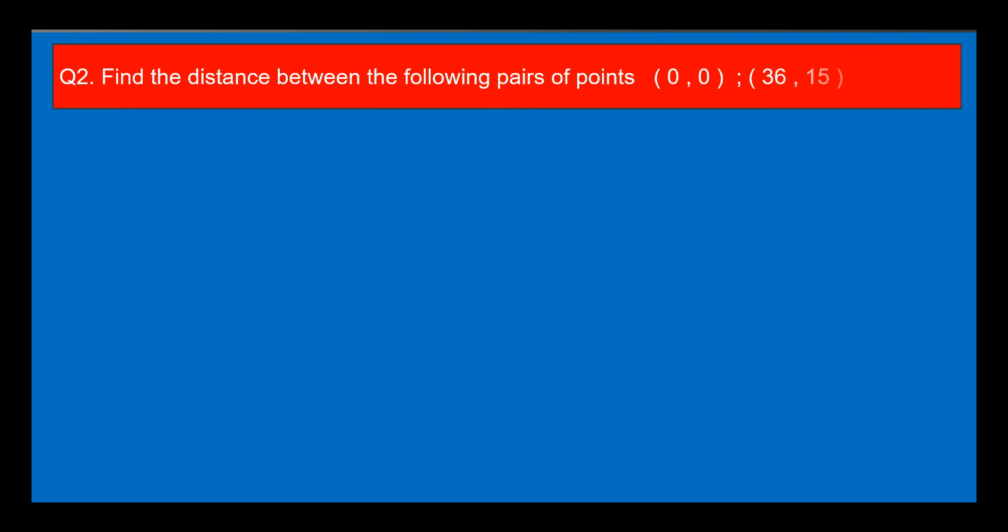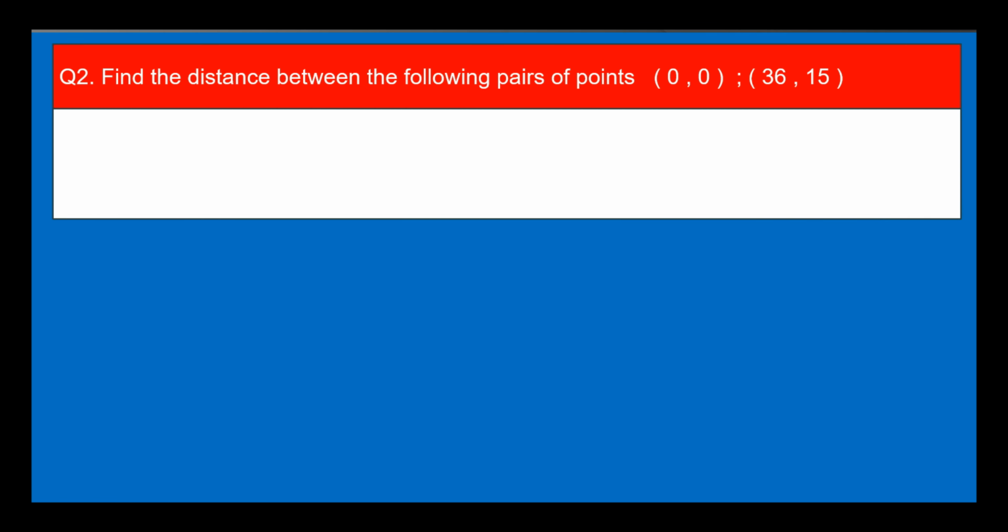Now let us solve question number 2 of exercise 7.1. Find the distance between the following pairs of points: 0, 0 and 36, 15. The first point is 0, 0 and the second point is 36, 15. Now let us find the distance between these 2 points. The distance between the 2 points is nothing but the length of the line segment joining the 2 points. Please keep in mind.